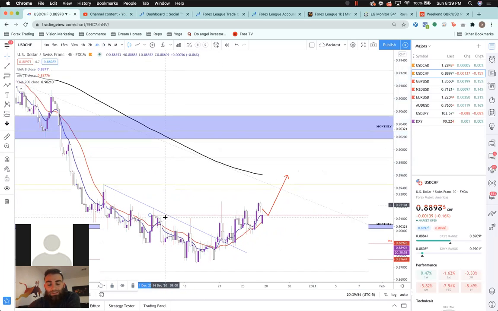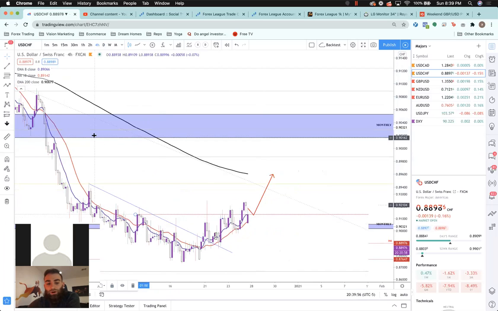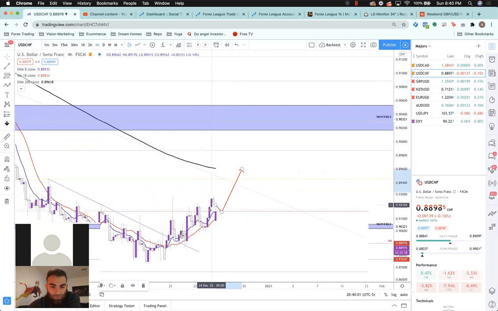This is the level that needs to break on the 4-hour for me to go from a seller's market to a buyer's market. As you can see right now, we're testing that level, or at least to begin the week. I was pretty much anticipating for support to be found here and then for us to move higher. We gapped all the way down now.